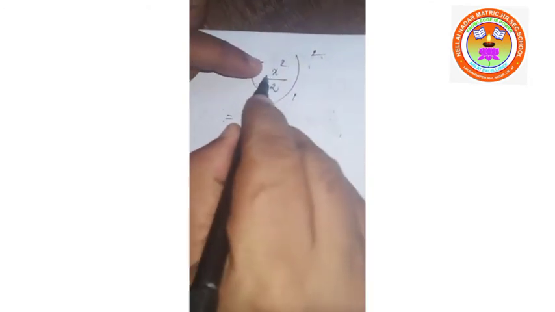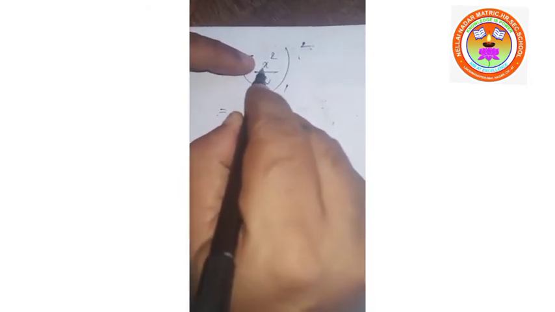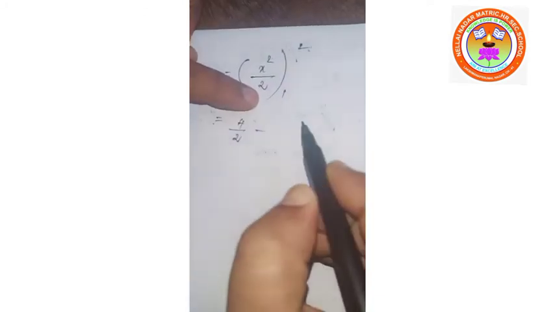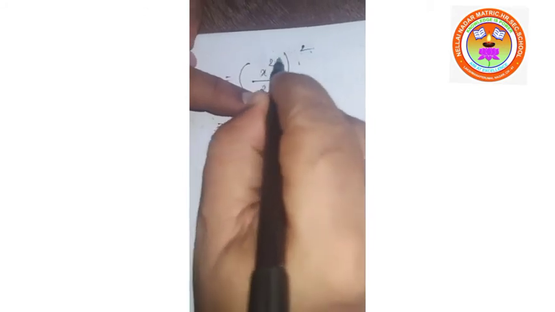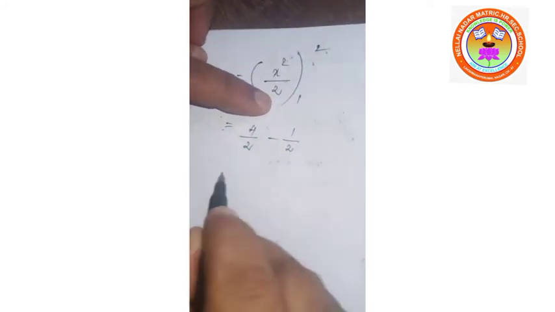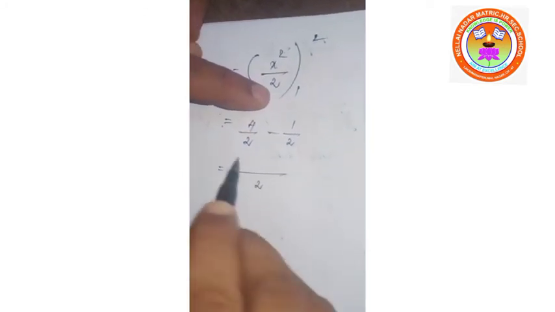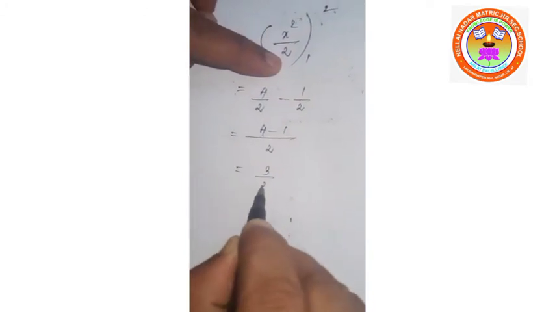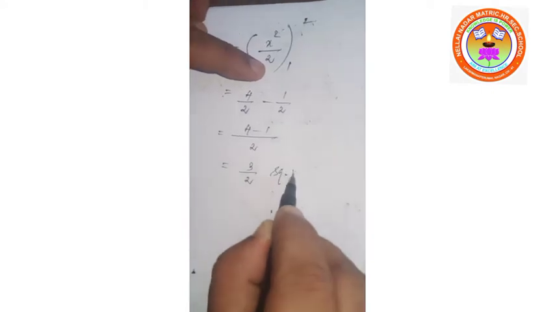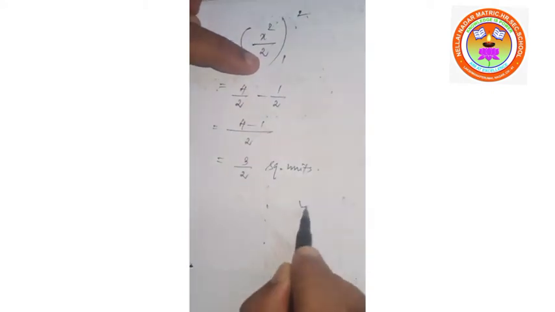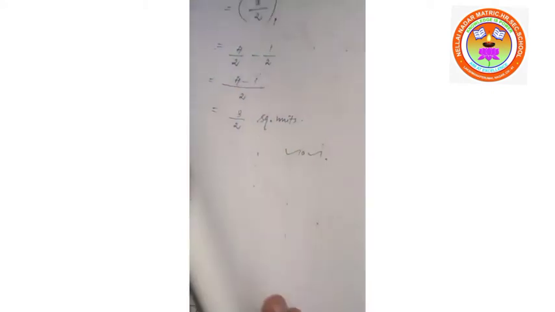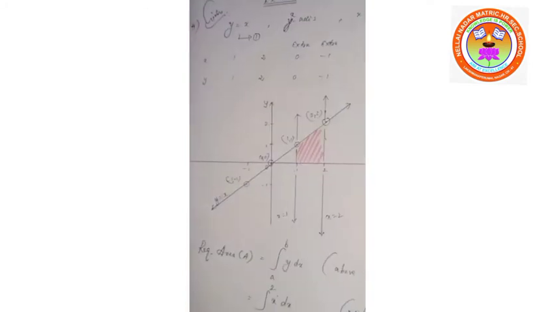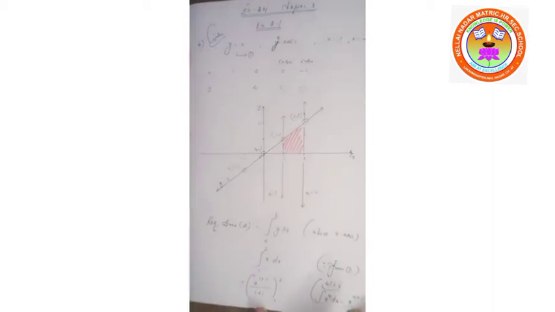What is the upper limit? 2. So x should be replaced by 2: 2 squared, 4 by 2, minus, replace x by 1: 1 squared is 1 by 2. Common denominator 2, write the numerator as it is. That is equal to 3 by 2. You have to write square units. So problem number 4 is over. I'll be teaching problem number 5 in the next video. Thank you, children.